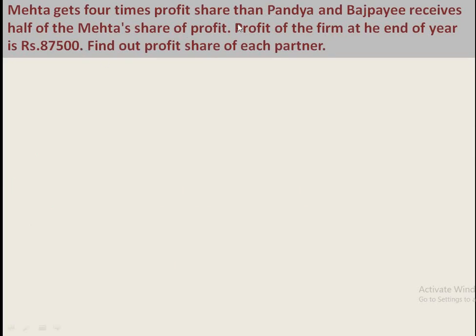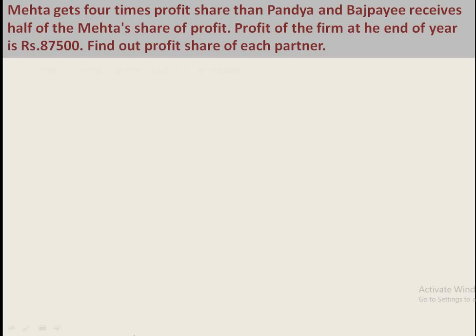Mehta gets 4 times profit share than Pandya, and Bajpayee receives half of Mehta's share of profit. And the profit of the firm at the end of the year is 87,500. What is the difference from the previous sum? In the previous sum, the profit sharing ratio was available: 15 is to 10 is to 9. But here we are having some clues. By using these clues, first let me find the profit sharing ratio, and then we will simply distribute 87,500 among the partners.